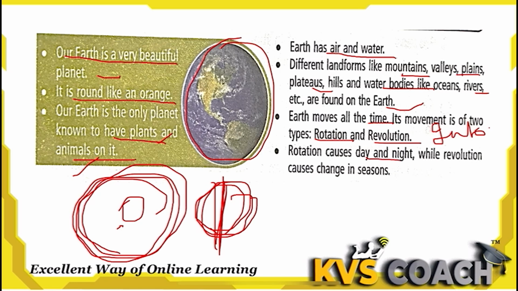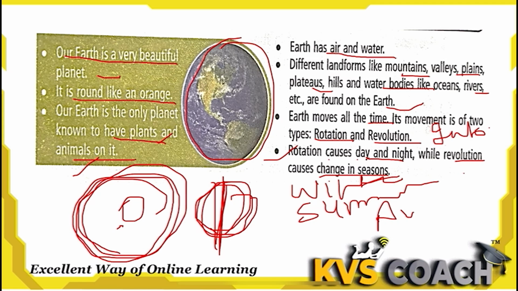Rotation causes day and night, while revolution causes changes in the season. Yes, when rotation goes on, then day and night come. When revolution goes on, then the season changes. We have four main seasons in our India, that is winter, summer, autumn and spring. So, did you get it? What is rotation and what is revolution?